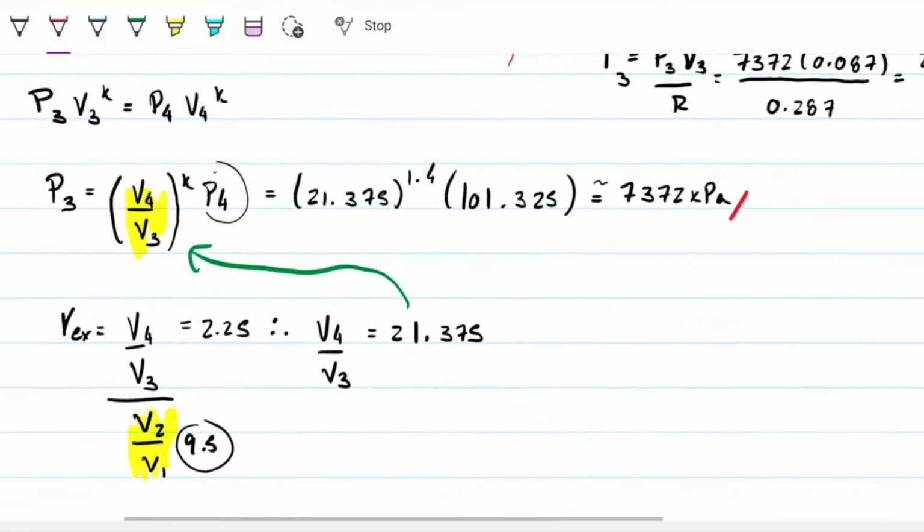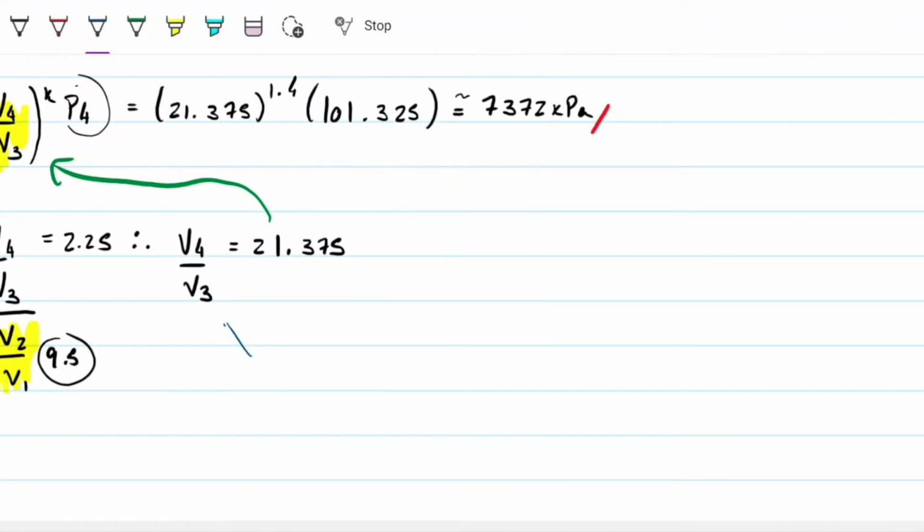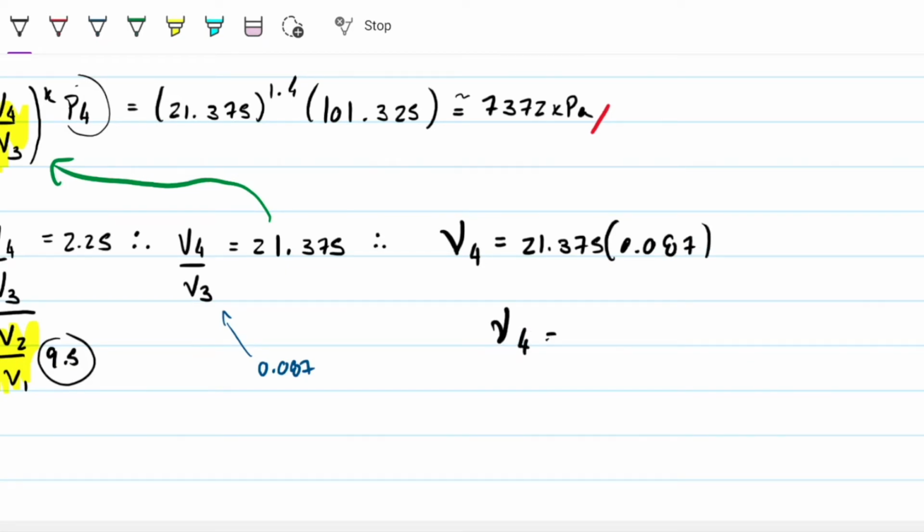For the last one, we already have a couple of things that are interesting. We know this ratio here. So we know that this fella here is 0.087. So that means that, so therefore, my V4 specific volume 4 will just be 21,375 times the 0.087. And so therefore my V4 equals about 1.86. Same unit as V3.